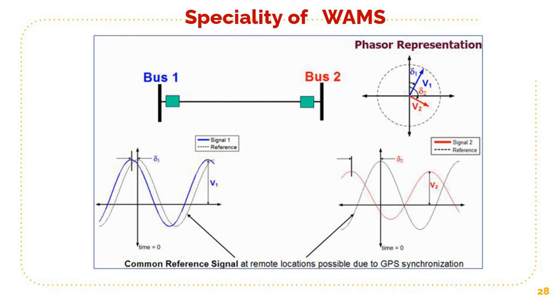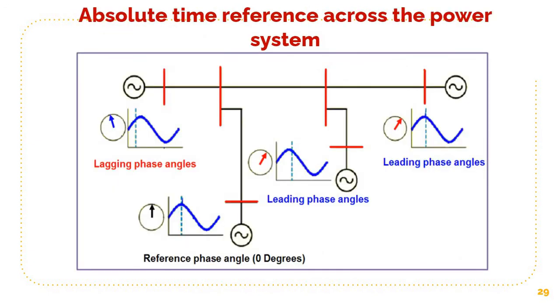This picture again shows the data coming from two different PMUs located at remote locations, and with the common signal we can find the phase differences between these two signals. We get the delta 1 and delta 2 information, which is the phase information, and we can hence find the difference between the phases also. So we make use of the absolute time reference across the power system, and that is the main advantage of WAMS.